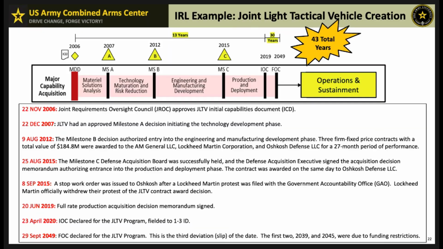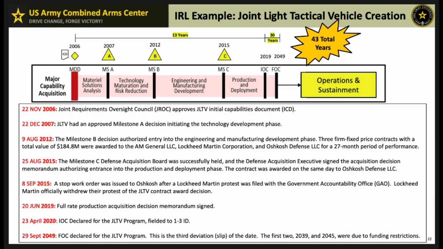Your instructor may walk you through this slide, which presents a comprehensive timeline of the Joint Light Tactical Vehicle, the JLTV. More specifically, the acquisition process, which spans a total of 43 years from the initial concept to the projected full operational capability, or FOC. This timeline underscores the complexity and duration of major defense acquisition programs.